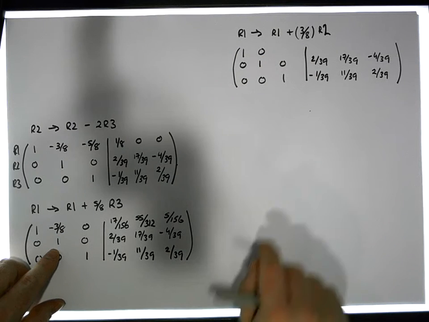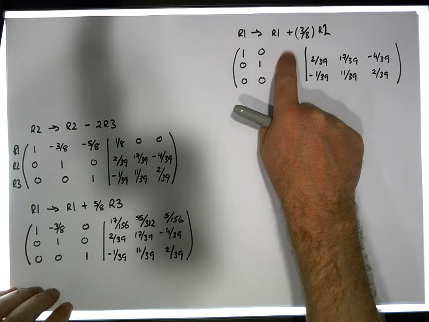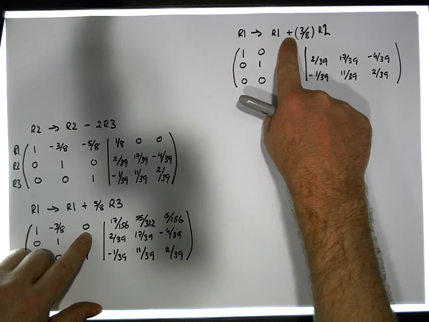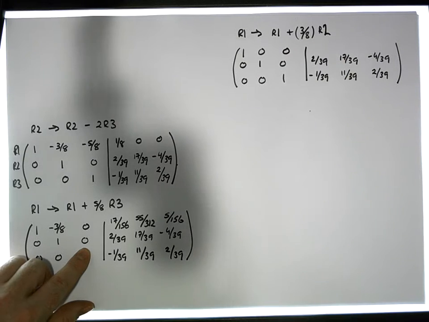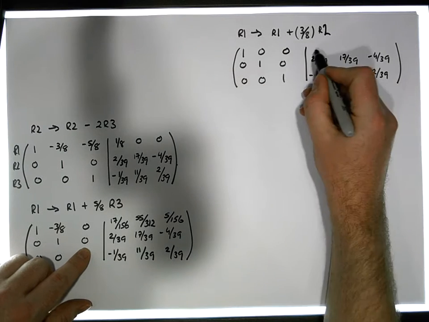The value that's going to go in here is going to be row 1's current value, which is a 0, plus 3/8 of row 2's current value, which is a 0. So actually we get a 0 here. Okay? So you see we've got the identity matrix, but we need to continue our operations across on this row.